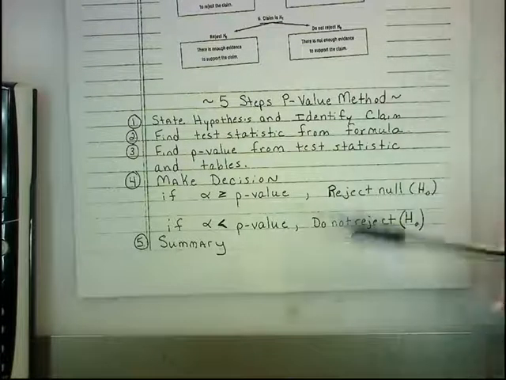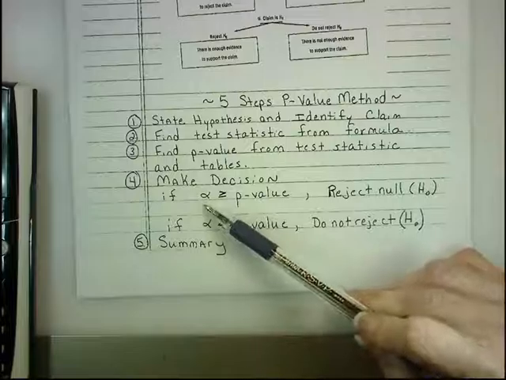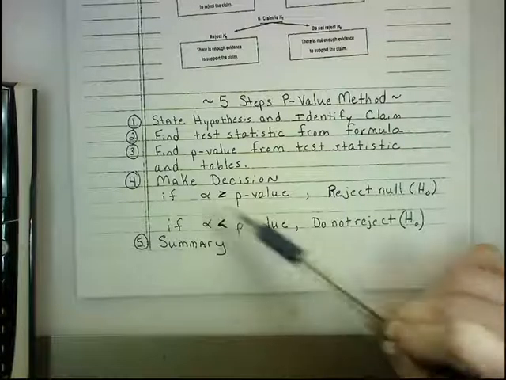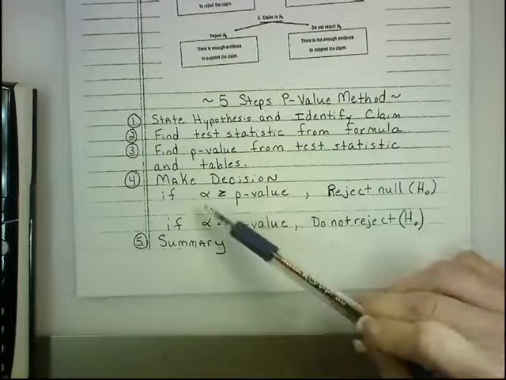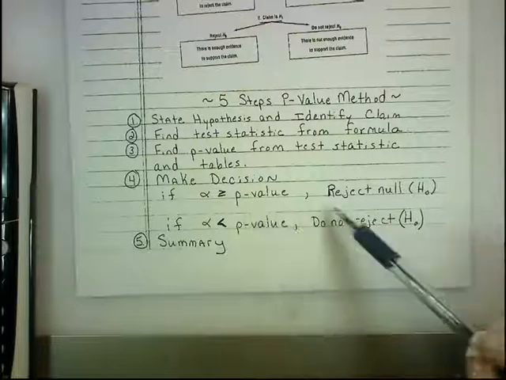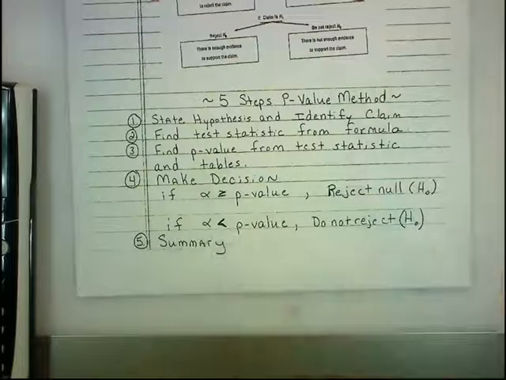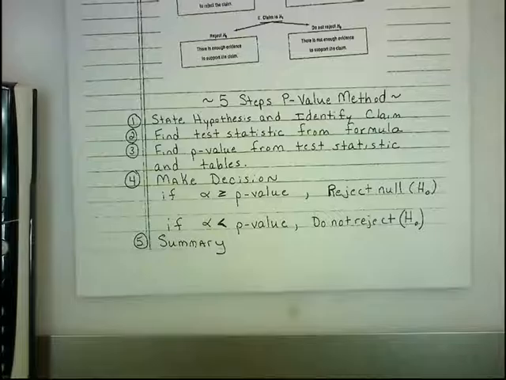To make the decision, we take our given alpha level of significance and compare it to the p-value. If alpha is greater than or equal to the p-value, reject the null. If alpha is less than the p-value, do not reject the null. And then, again, you go to the summary statements.